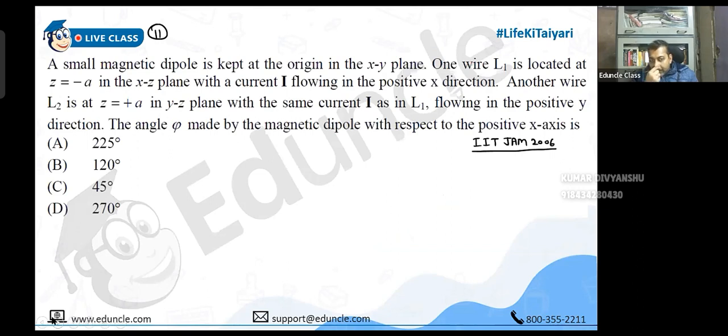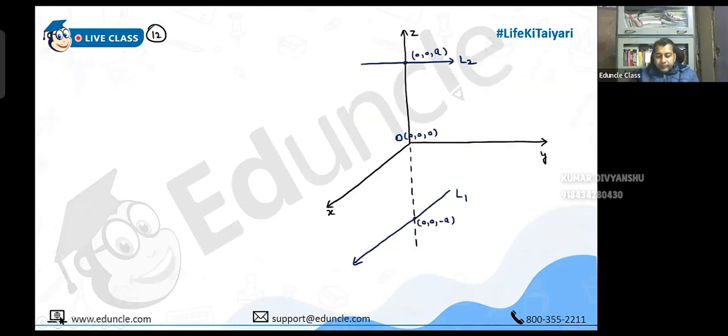So we need to find the angle made by the magnetic needle. It means we need to find the resultant magnetic field at point O. The magnetic needle will point in the direction of the resultant magnetic field. So we need to find the direction of the resultant magnetic field due to both the wires.